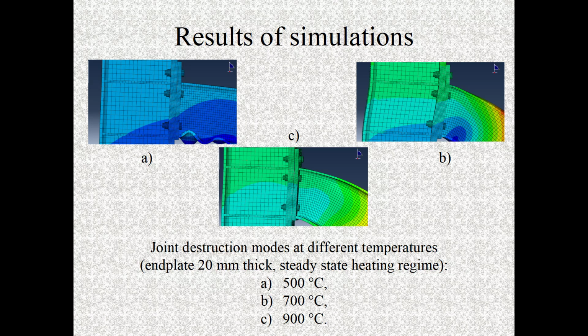In the highest temperature, around 900 degrees centigrade, the residual rigidity of the beam is so low that it behaves similarly to a flexible tendon subjected to gravitational loads.